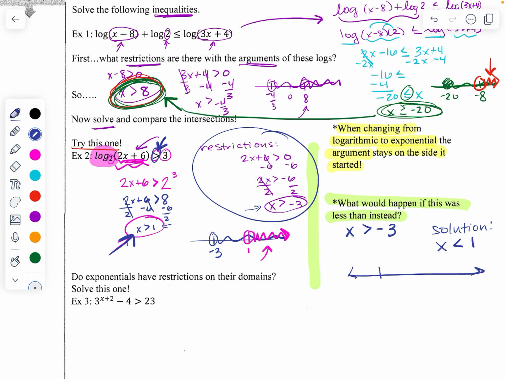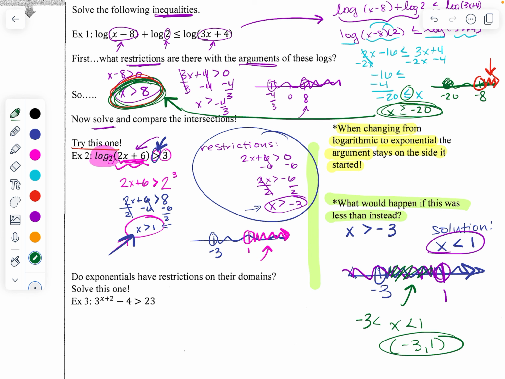If here is x equals -3, just like before, it would look like this. But the solution, x is less than 1, here's 1, and it would be to the left. So we see that overlap here in the middle. So this here is our solution. Therefore, x would have to be between -3 and 1. And in interval notation, we would say that it goes from -3 to 1.